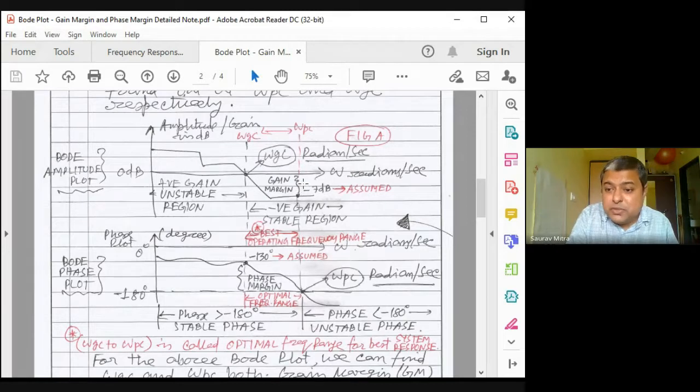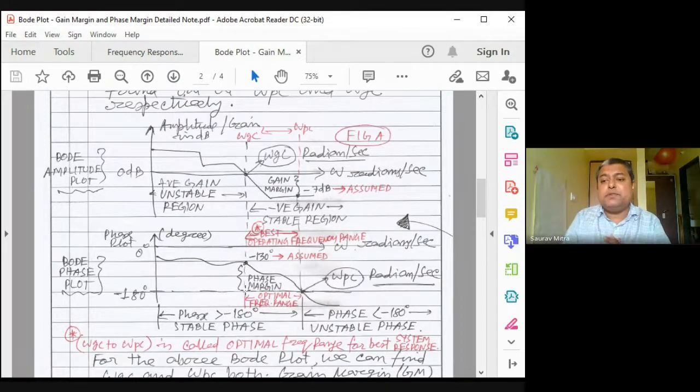And how much less than 0 dB, positive, that is called gain margin, and how much phase is more than minus 180, that is called phase margin. So for a system, if you are finding both this gain margin and phase margin positive, that means that system is stable. And omega gc to omega pc is the operating frequency range for that system, and we design actually.